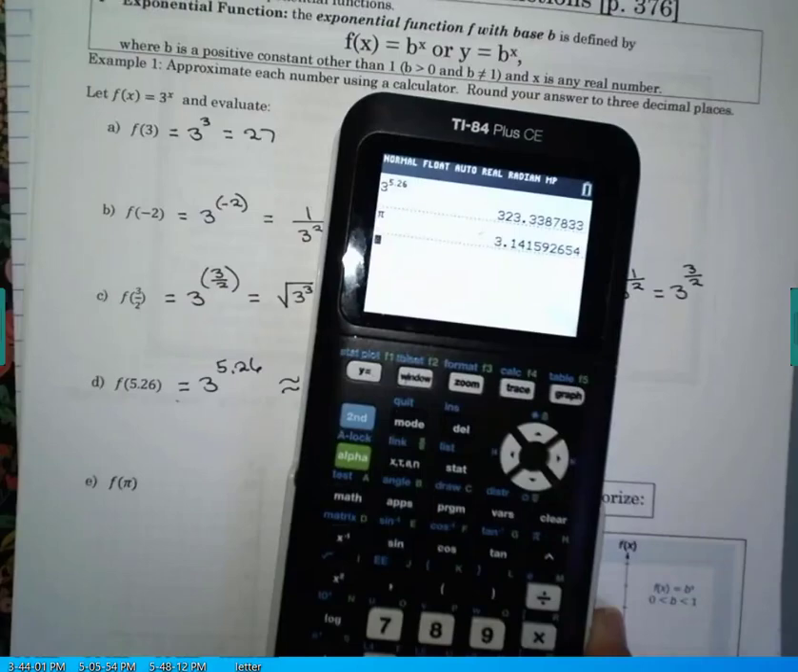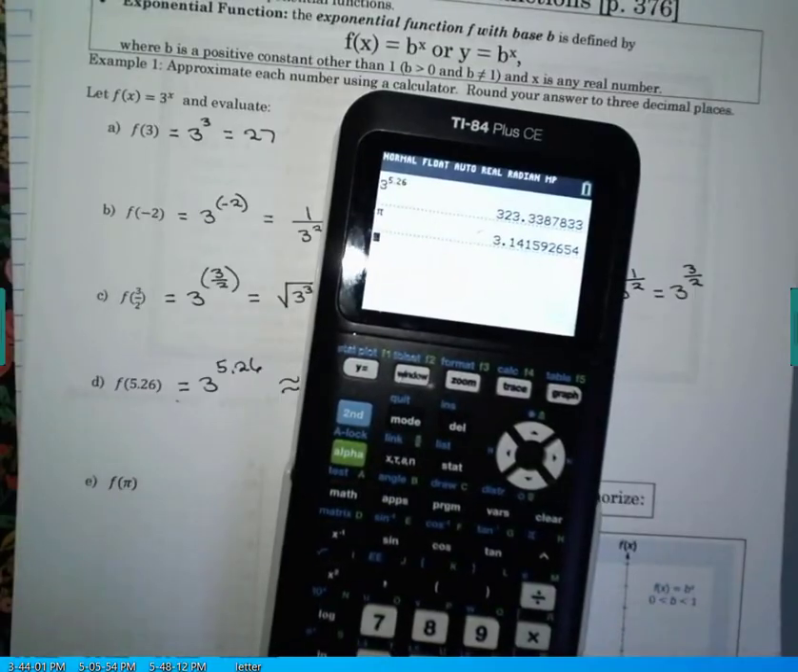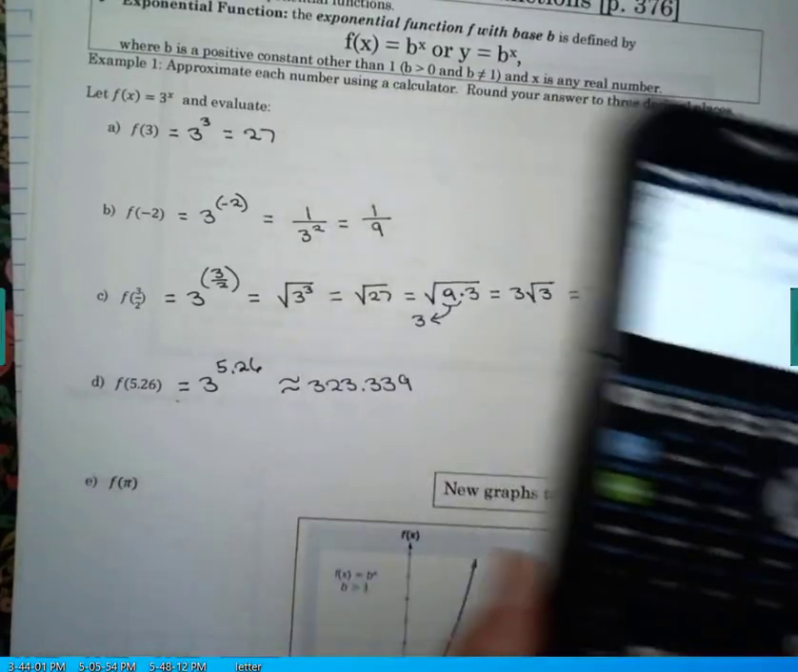It's 3.141592654, and it goes on, it never ends. So that's the value of pi. So now you see how I can insert it here in my function.